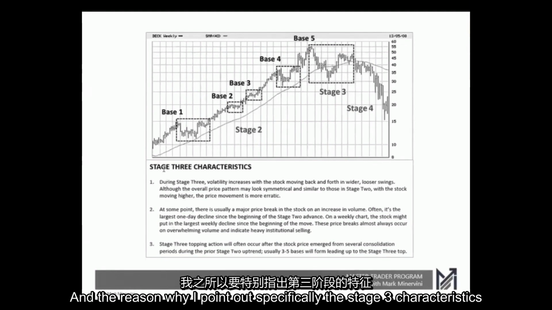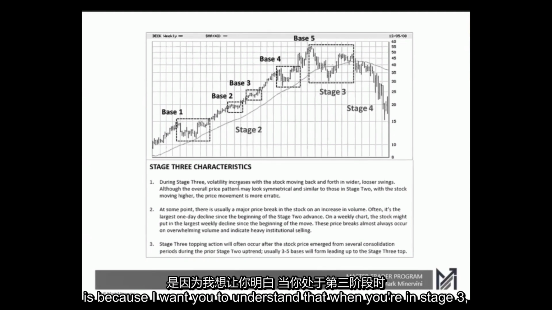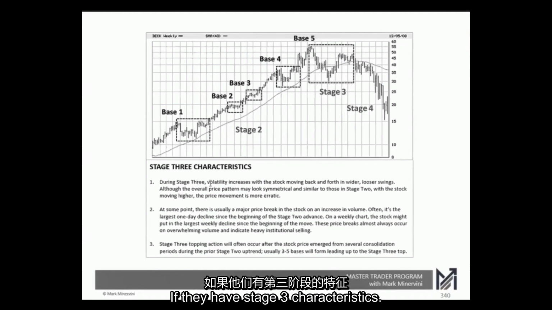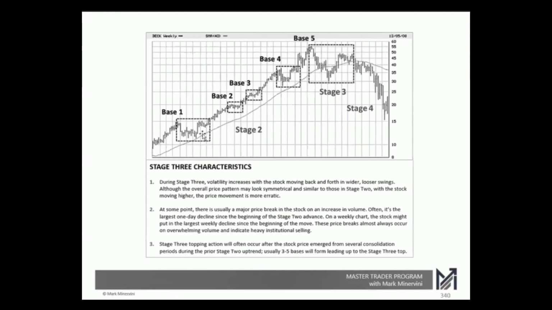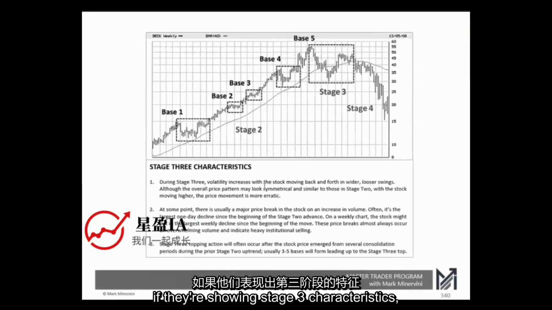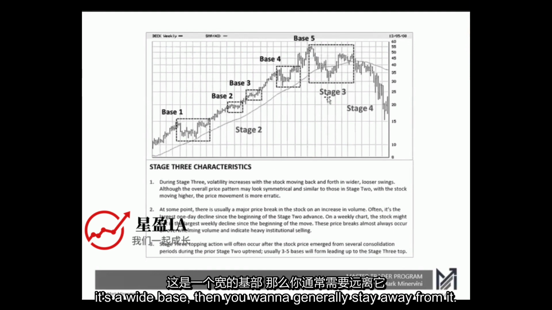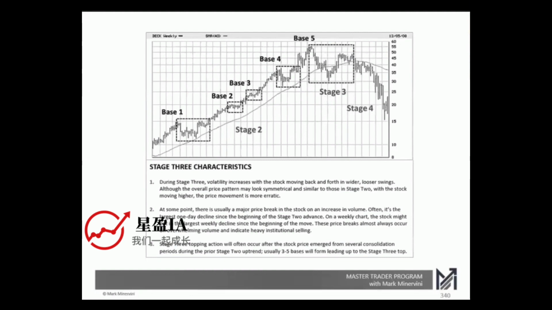And the reason why I point out specifically the stage 3 characteristics is because I want you to understand that when you're in stage 3, you've got to be careful not to chase those later stage bases if they have stage 3 characteristics. So if you count here 1, 2, 3, 4, and you're in your 5th stage base, you can play a 5th stage base, but look and see what characteristics. If they're showing stage 3 characteristics and it's a wide base, then you want to generally stay away from it.